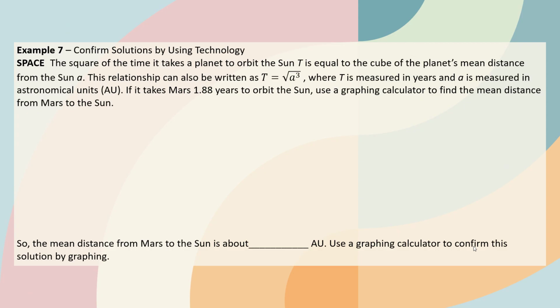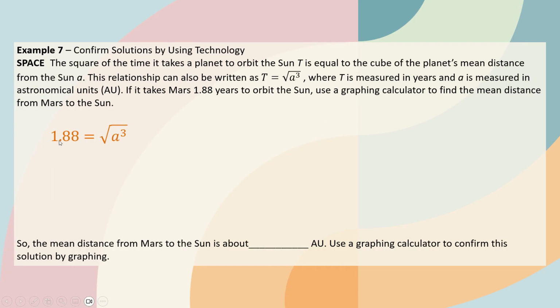Example 7. The square of the time it takes a planet to orbit the sun, t, is equal to the cube of the planet's mean distance from the sun, a. The relationship can also be written as t equals the square root of a cubed, where t is measured in years and a is measured in astronomical units. If it takes Mars 1.88 years to orbit the sun, use a graphing calculator to find the mean distance from Mars to the sun.